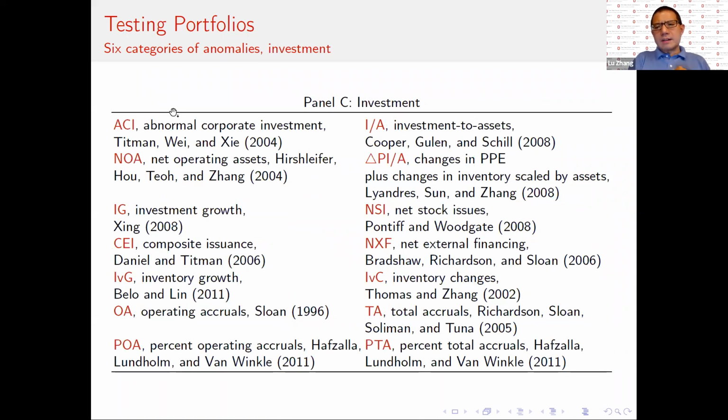Investment includes not only real investment, but also equity issues and accruals. Titman, Wei and Xie's famous work with co-authors in 2004 at JFQA is the first paper in finance that documents the investment effect. So Cooper, Gordon and Scholes: investment to asset. And Xing's investment growth, Pontiff and Woodgate's net stock issues, and Richard Sloan's operating accruals, total accruals as well, and the percent accruals.